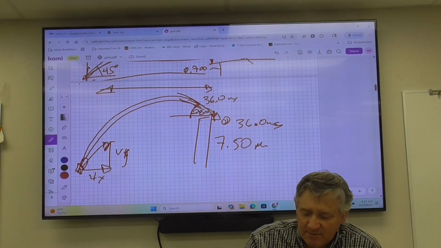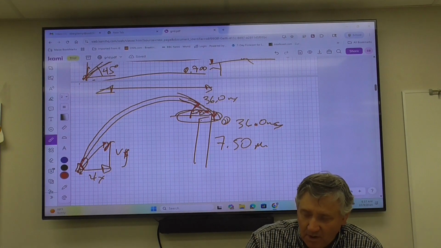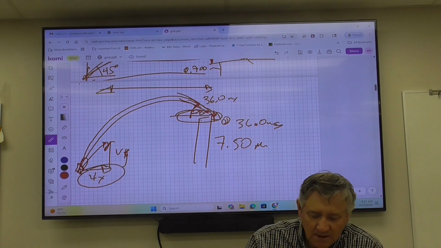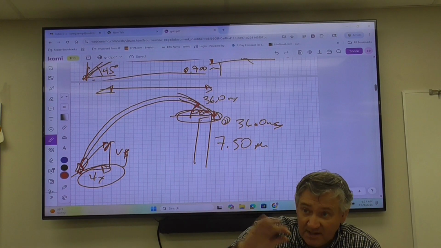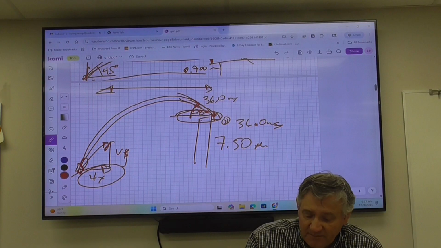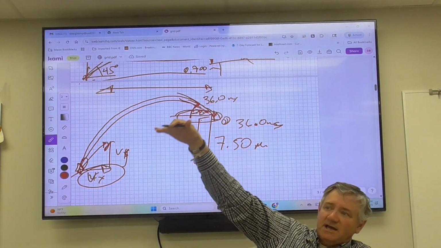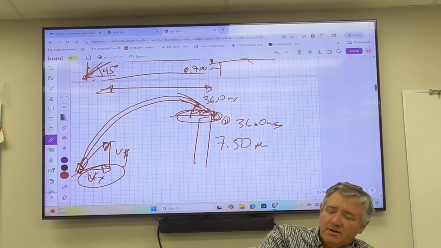Now, let me give you a hint. If you know the Vx when it clears the wall, what else do you know? The initial angle. No, you also know the Vx that it was launched at, because you're assuming that your Vx is the same. So if you can find your Vx at any point, you know your Vx at every point, okay?